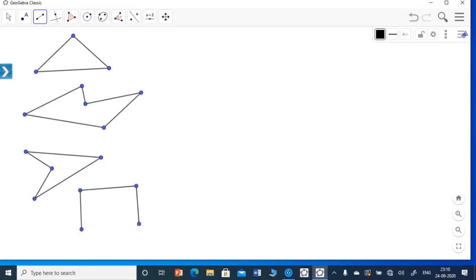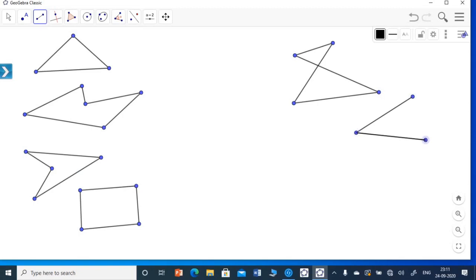These are the figures made up of line segments. And line segments do not intersect. Look at the second set of figures. Here the lines are intersecting. And the third figure is not closed in the second set.